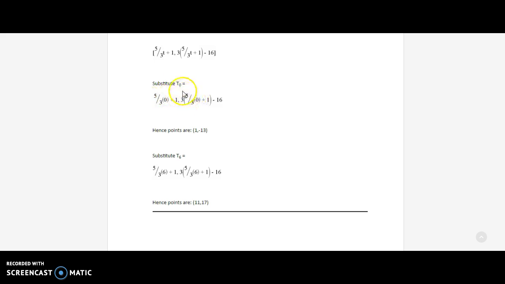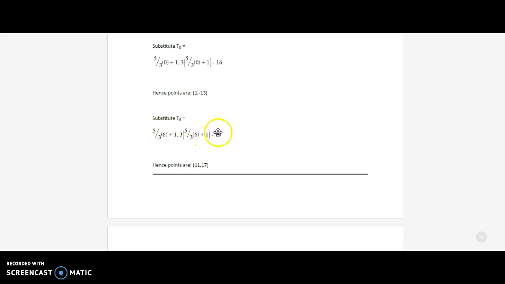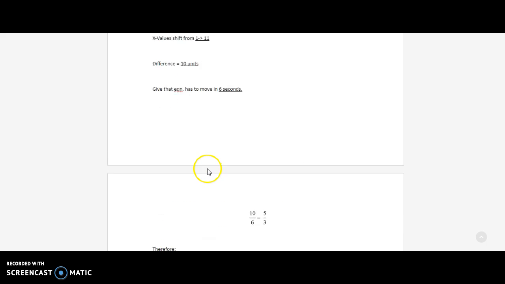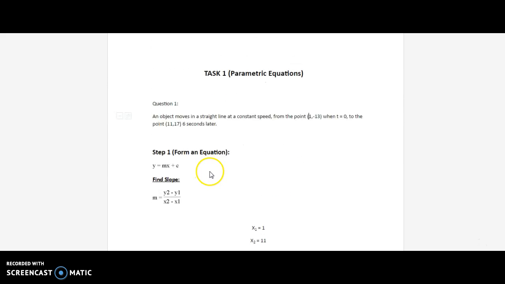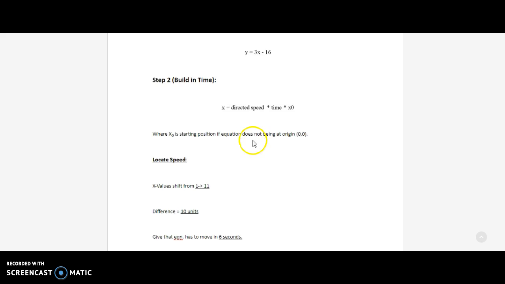So now we substitute time equals 0. Whenever we substitute time 0, the point is (1, -13). So that's correct for the first point. And then for the last, in 6 seconds, we substitute 6 for t, and we get the point (11, 17). Therefore, we located the parametric equation of the line through these 2 points, 6 seconds later.